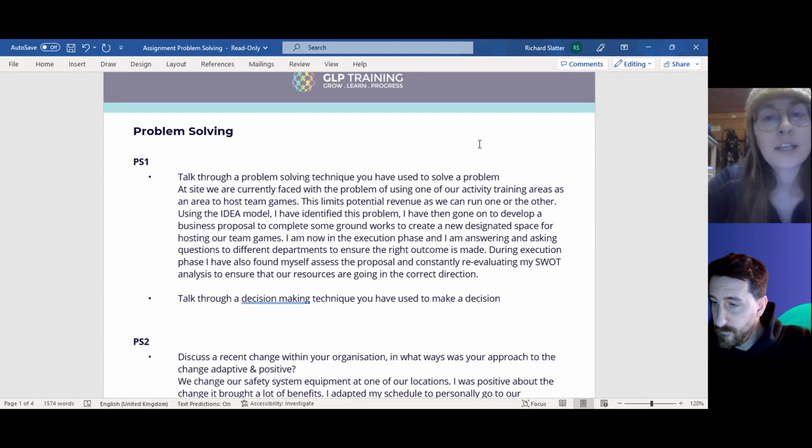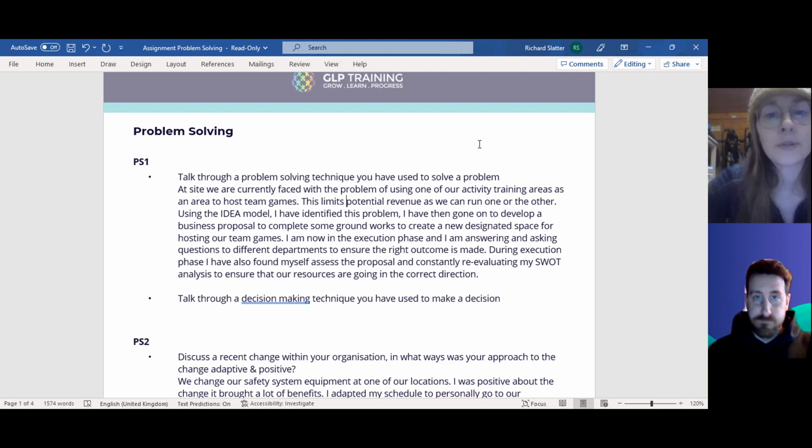I am now in the execution phase, and I am answering and asking questions to different departments to ensure the right outcome is made. During the execution phase, I have also found myself assessing the proposal and constantly re-evaluating my SWOT analysis to ensure that our resources are going in the correct direction.